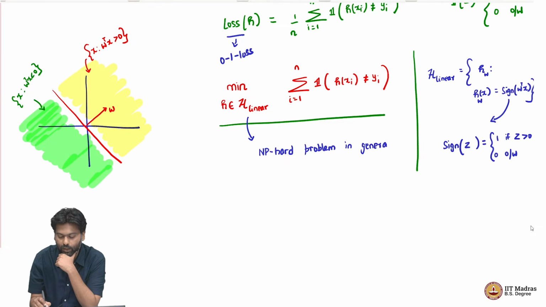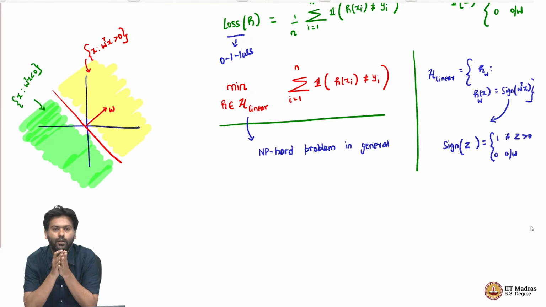What do I mean by in general? In general, for a general data set, right? So, we'll see cases where this is easy to solve, but in general, if I give you a data set xi, yi and ask you to find that best line which suffers the minimum loss with respect to this data, it's hard to solve, right? So, it's an NP hard problem. We don't know if there is an efficient algorithm to find such a W at all.